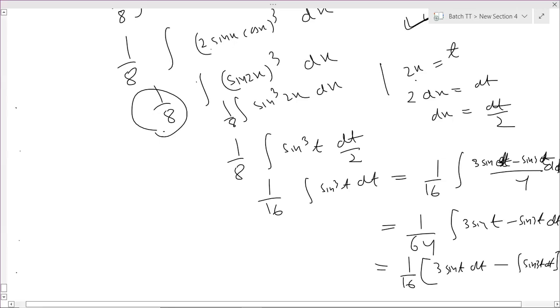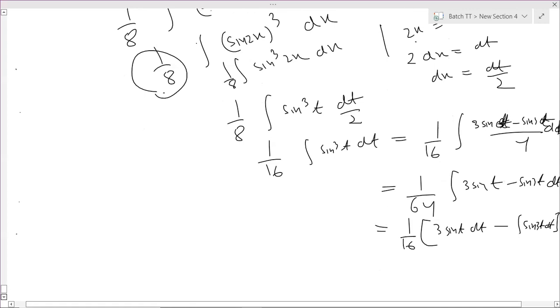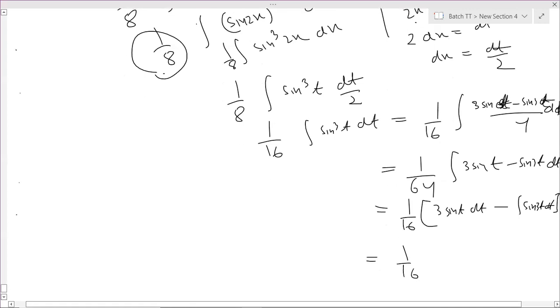Rahman, what is the integration of sine 3t? Sir, it's cos. Yes, I think so. I don't know. You don't know? Just solve this, right? In the previous question, what is the integration of sine t? So let me check. Sir, sine. All right.